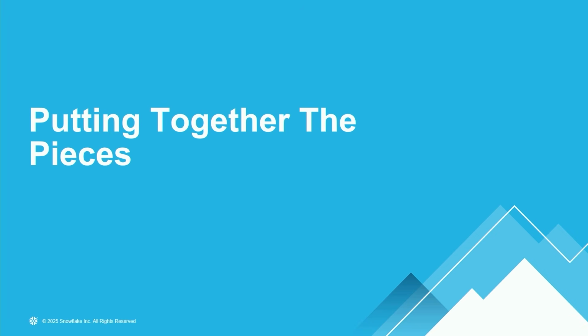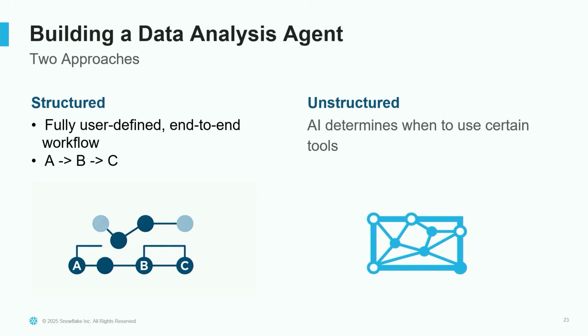Okay, so we've gotten through all of the individual pieces of what we need. Now let's take everything we've just talked about, put these pieces back together, and talk about how to get to our true end-to-end data analysis agent. Again, we have two options here. We have the structured, fully managed, user-defined process where A leads to B leads to C every single time. We also have our unstructured, agentic process where we're letting the AI control its own destiny and call things as it's needed.